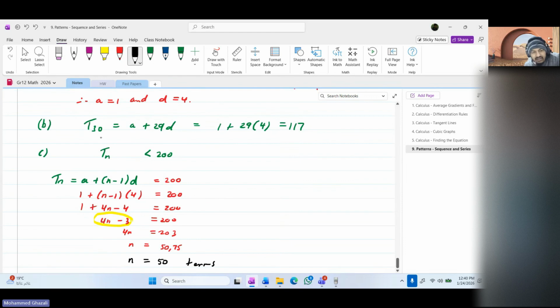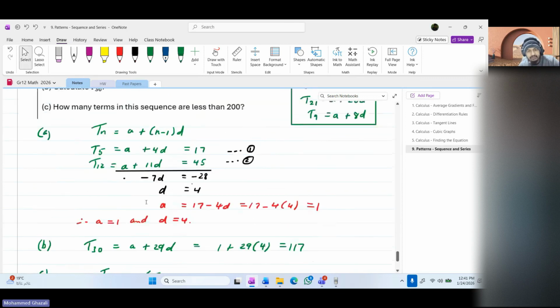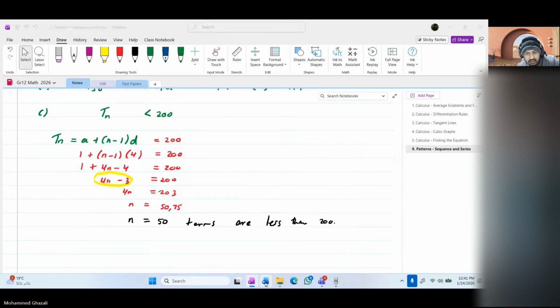Let's check. What if I substitute 51? If you substitute 51, you're going to go beyond 200. 4 times 51 minus 3, you're going to get 201. We don't want that. We want less than 200 only. So there are 50 terms which are less than 200. That's what it means.